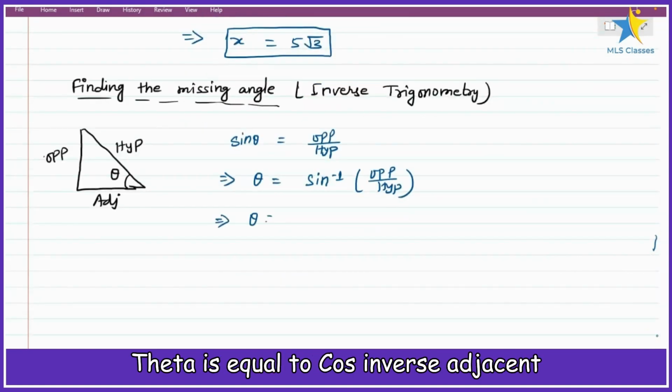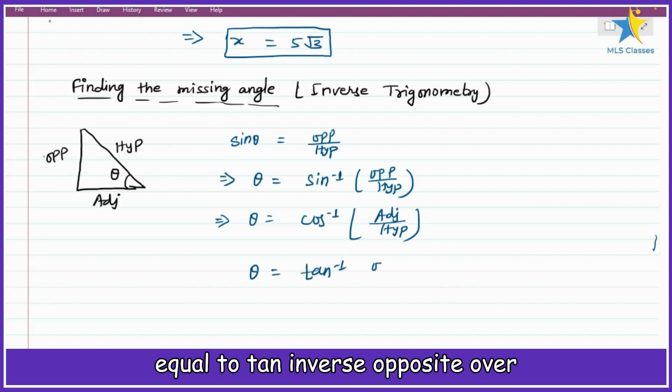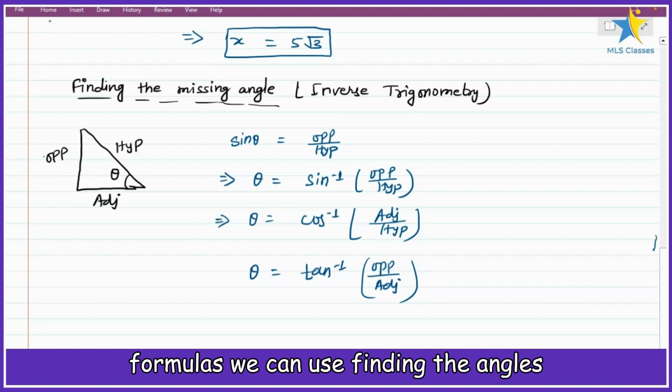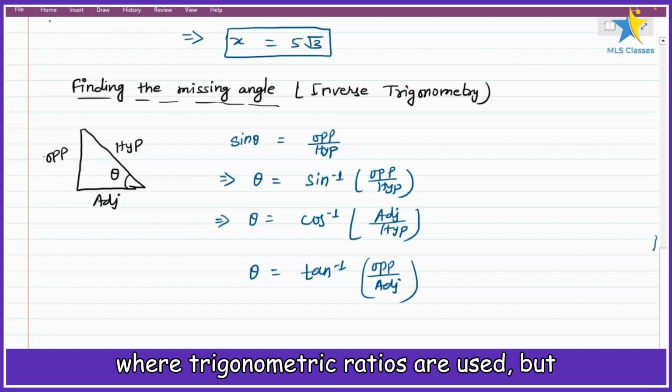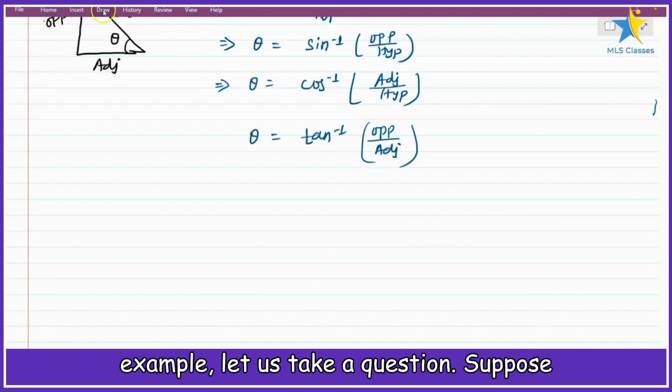That is, theta is equal to cos inverse adjacent over hypotenuse. Then theta is equal to tan inverse opposite over adjacent. So these are the three formulas we can use for finding the angles, where trigonometric ratios are used but the inverse of them. For example, let's take a question.